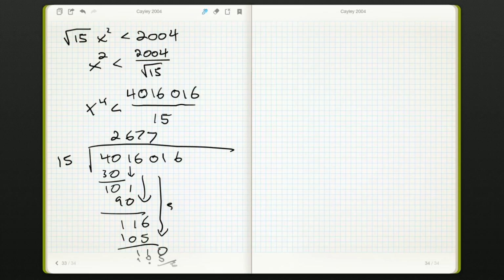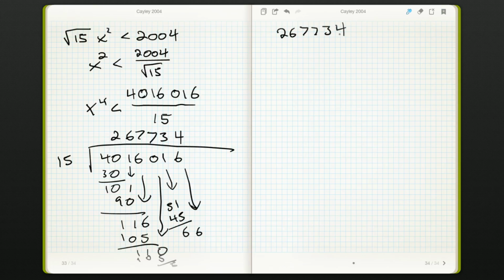We got a 51. Let's bring it up here. We bring the 1 down. We get 51. How many times does 15 go into 51? 3. 45, and then we're left with 6. 6 and 4. Okay. So I need the biggest power of 4 less than 2,677,34.